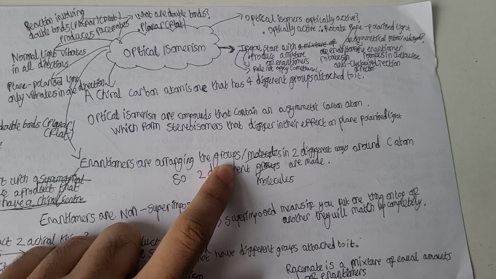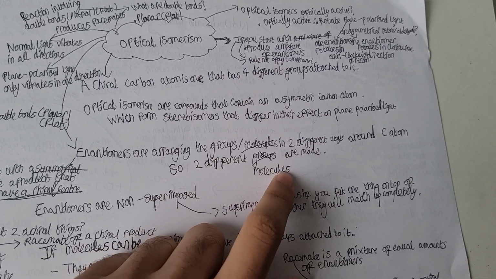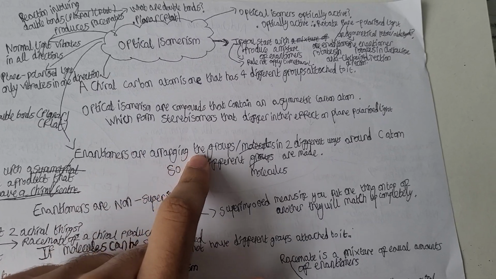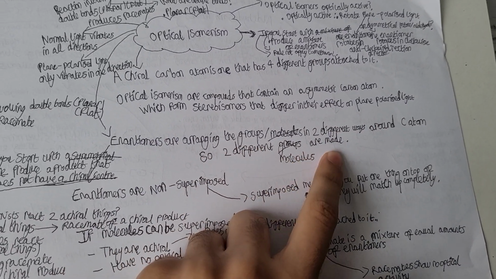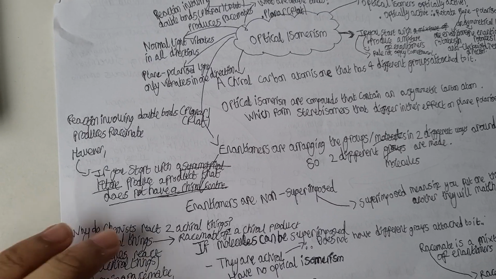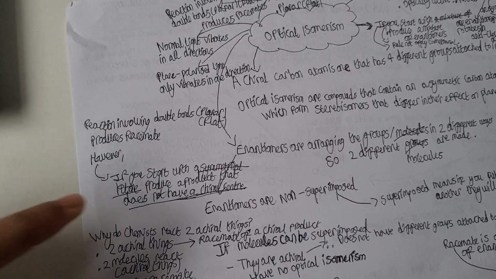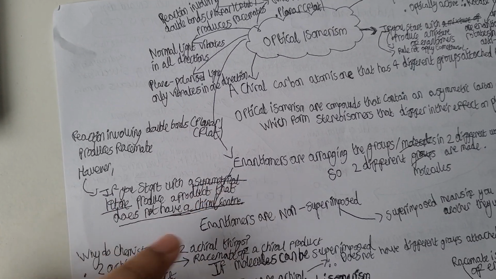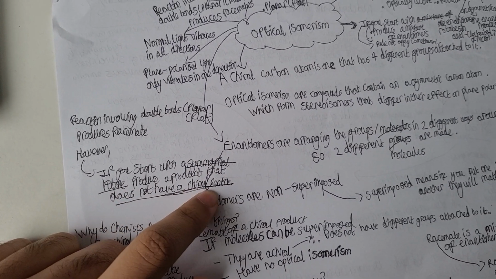Enantiomers are arranging the groups in 2 different ways around the carbon atom, so 2 different molecules are made. Reactions involving double bonds, which are planar or flat, produce racemates. However, if you start with a symmetrical ketone, it produces a product that does not have a chiral center.